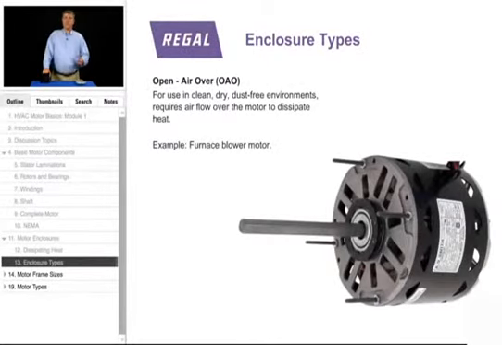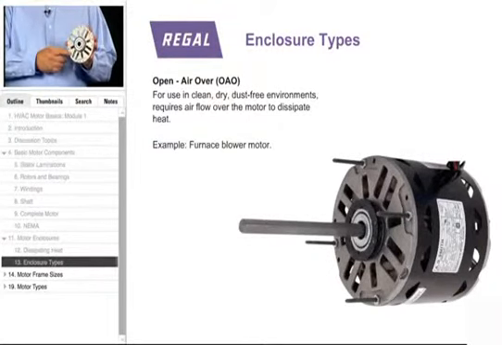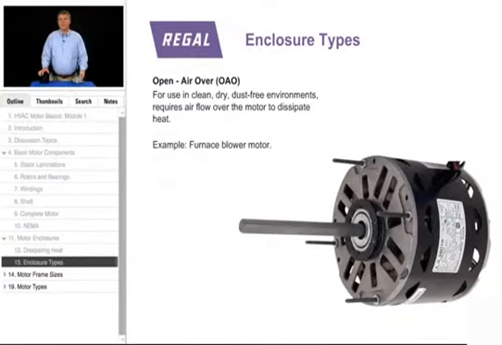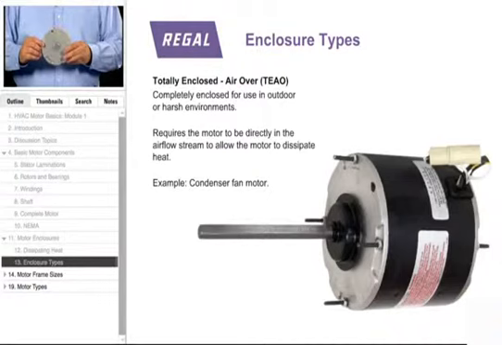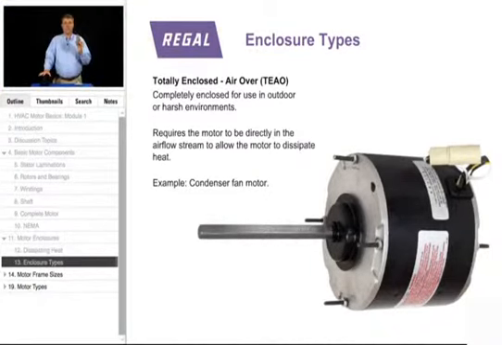The first type of enclosure is an open air-over or OAO construction. There will typically be holes in the end frames or end shields and in the shell of the motor. This is in a typically clean, dry, dust-free environment, a typical furnace blower motor. The next type is totally enclosed air-over, or TEAO. This motor is completely enclosed, the shell and the end brackets, and is typically in an outdoor condenser fan application. The air-over is the key to this motor. It has to be located directly in the airstream to dissipate heat.